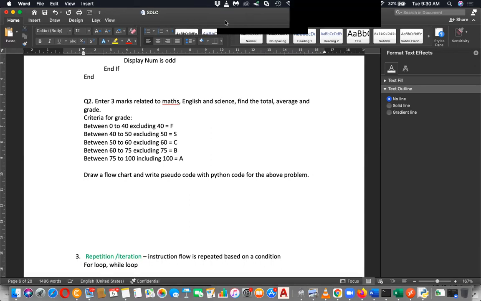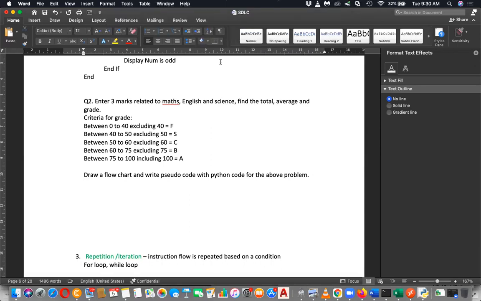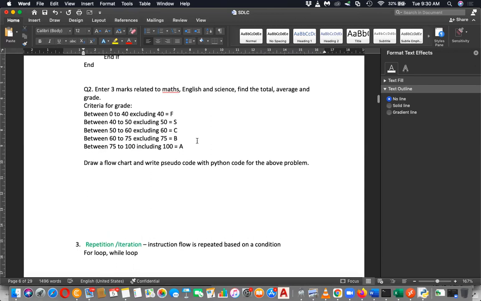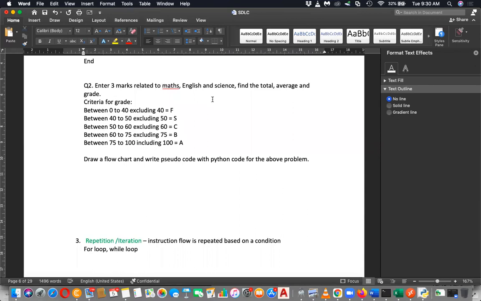I'll give you maybe 5 minutes maximum. If you cannot solve it, please let me know. Don't just wait 5 minutes, that is a waste of time, no? If you have problems, if you cannot solve this, if you have doubts, kindly let me know. Then I can help you solve it.